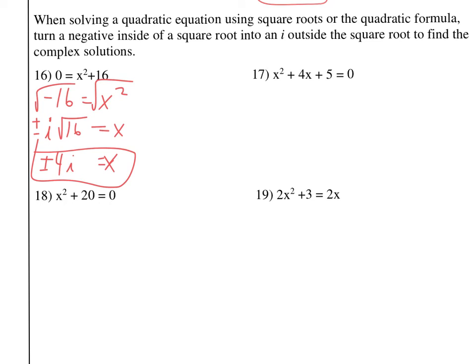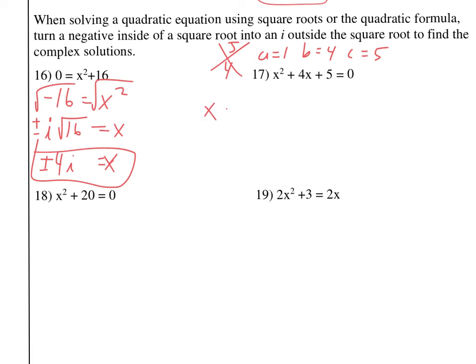For number 17 here, you could try to factor it, thinking of two numbers that multiply to 5 and add to 4. There are no such numbers. If you're thinking 4 and 1, that's kind of backwards. That would multiply to 4 and add to 5. So this one doesn't work, so we're going to have to use the quadratic formula with a equals 1, b equals 4, and c equals 5.